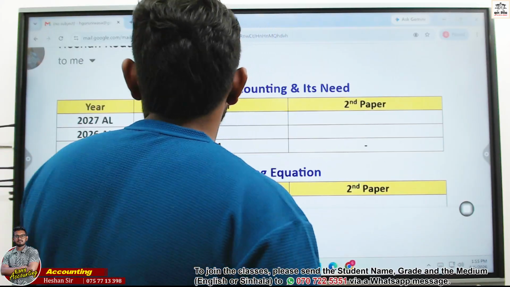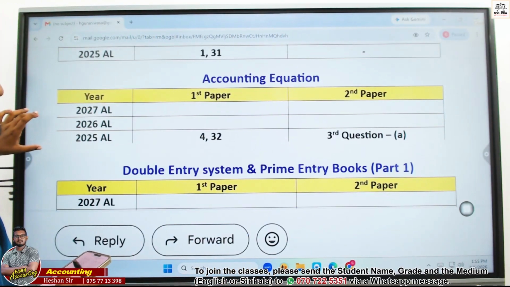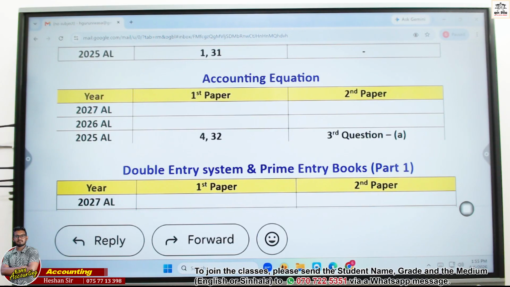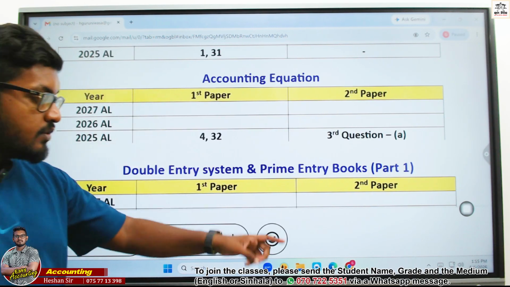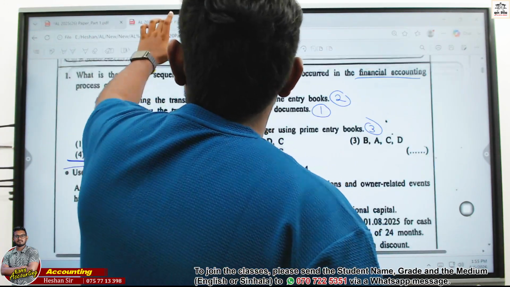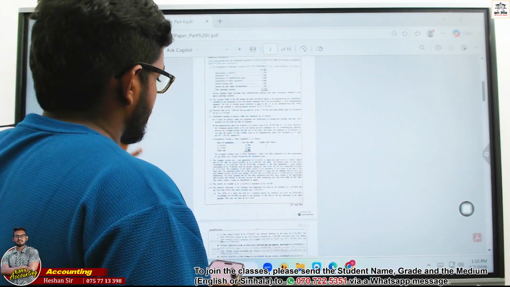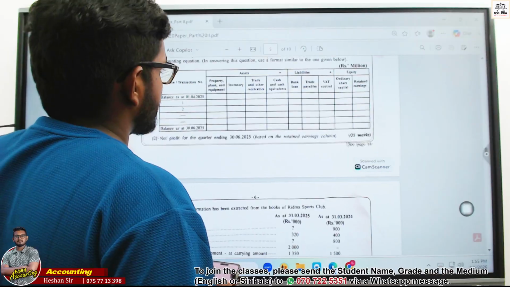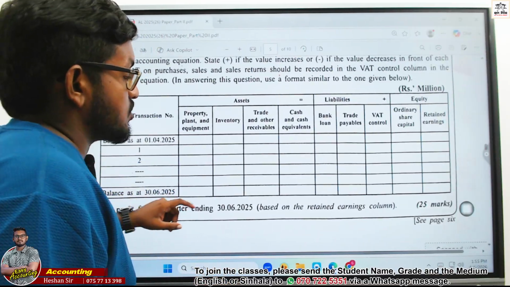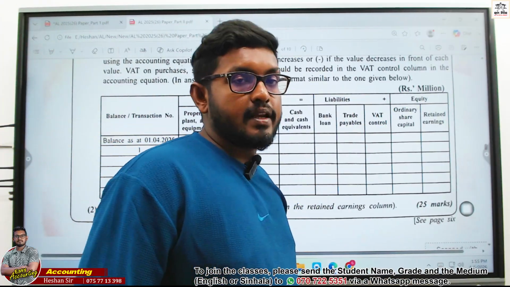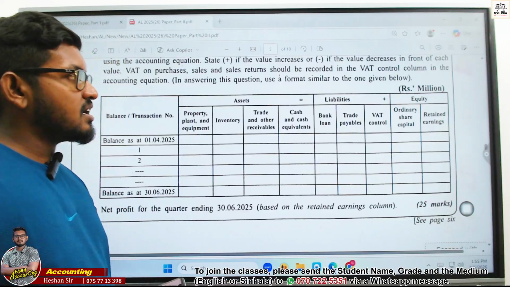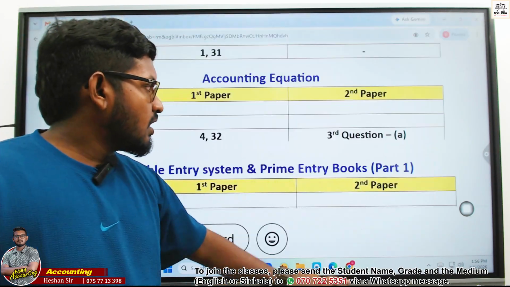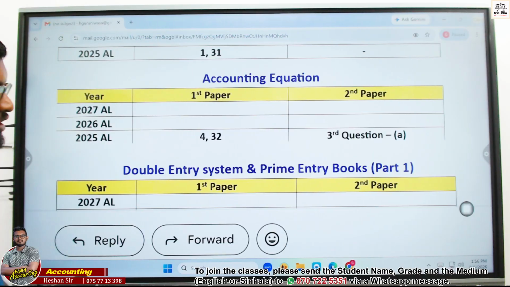Our next session is accounting equation. We did this one. Third question A and E we did in the accounting. We did this in second paper 3A in the company accounts. Why? This accounting equation is similar to the company accounts by the retained earnings and the share capital. That's why I have discussed this, right? Okay. So what we need to do, we need to do 4 and 32.